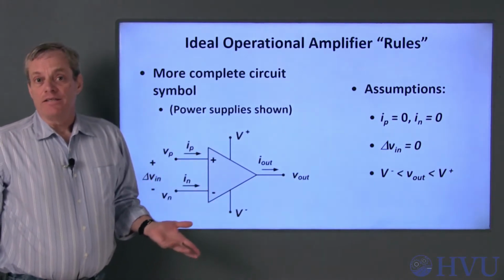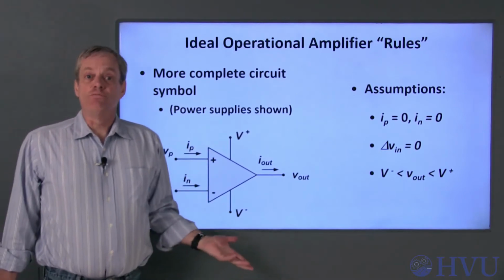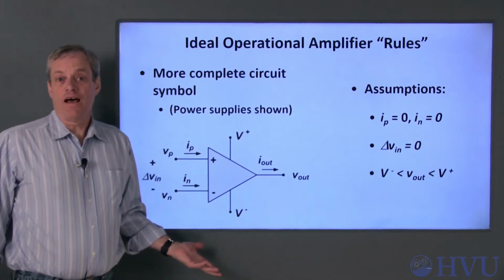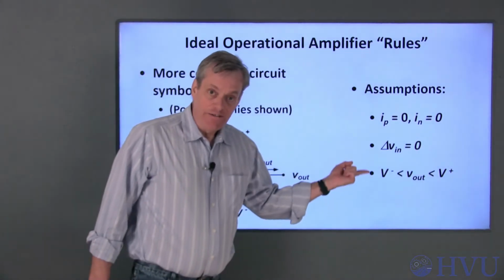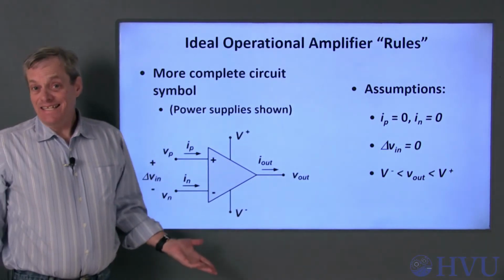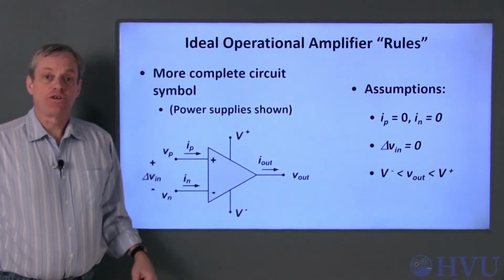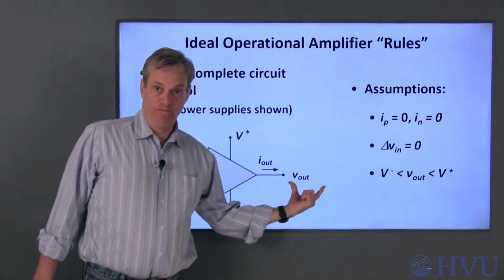In our analyses, if the external voltage supplies are not specified, we'll assume that they're such that they don't restrict the output voltage. That means that we won't actually use this third criteria for the most part. However, if we're actually constructing and testing an op-amp circuit, we have to make sure that these supplies are set appropriately for the desired output voltage.